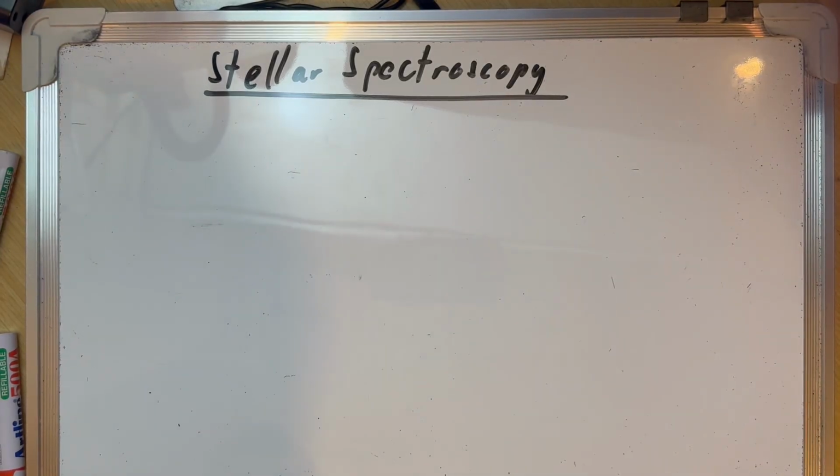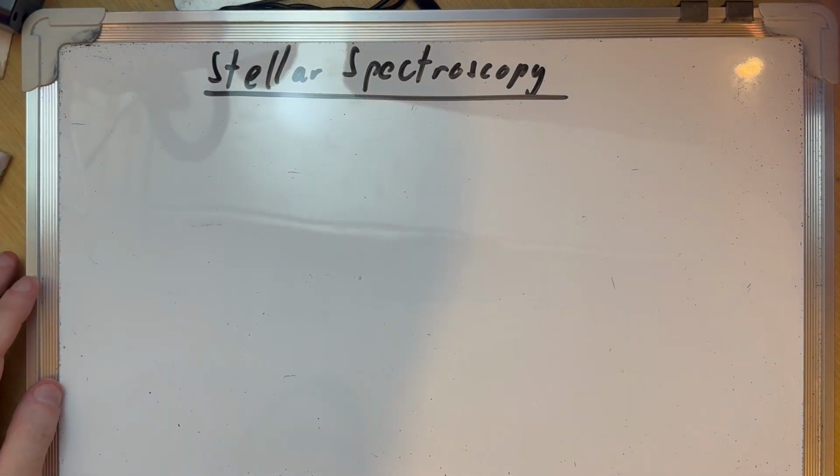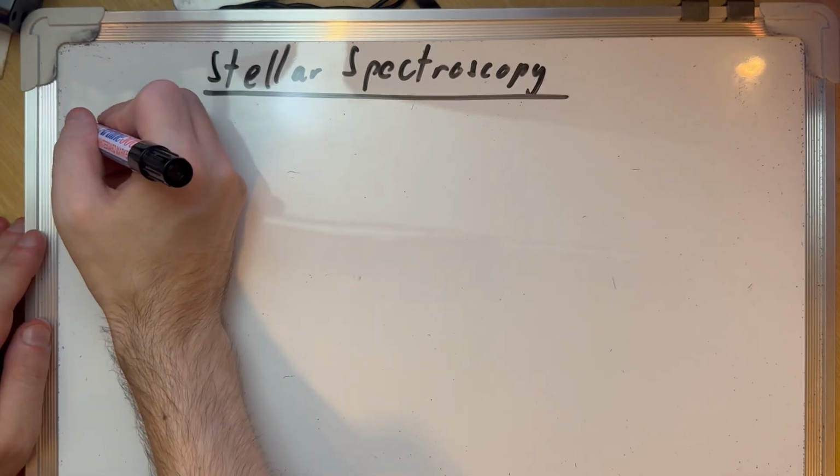Stellar spectroscopy: we can tell a lot about a star from its spectrum. That means the full range of wavelengths it produces. Firstly, let's remind ourselves of the absorption spectrum from topic 7.